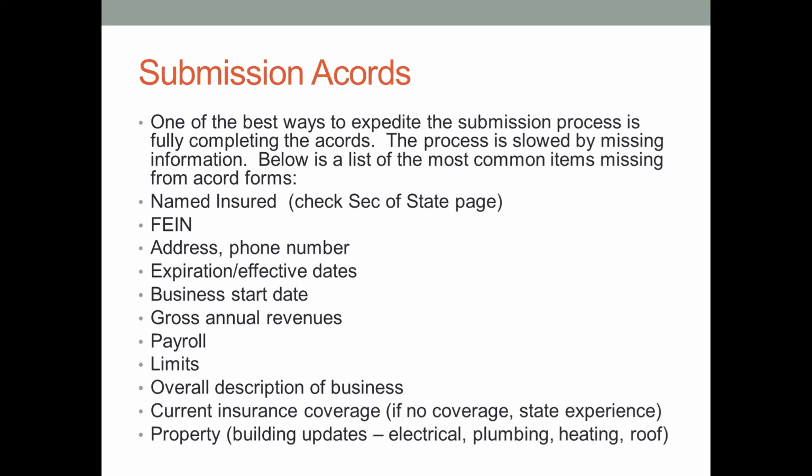Property, we often see issues with building updates: electrical, plumbing, heating, and roof, especially roof. So we've got to have updates. Here in Colorado, we get a lot of hail. The property is pretty tough, so we need to know, and they're going to have to find out when that roof was replaced.